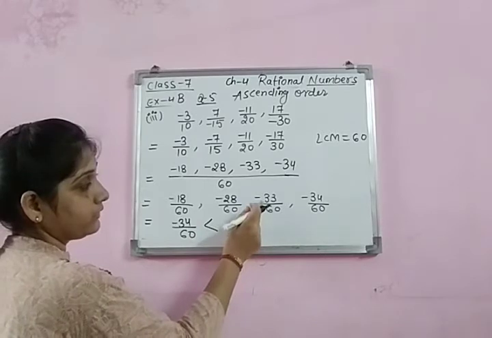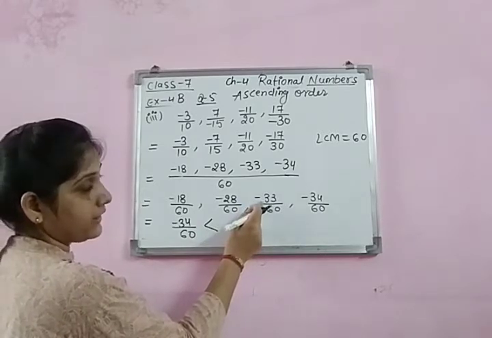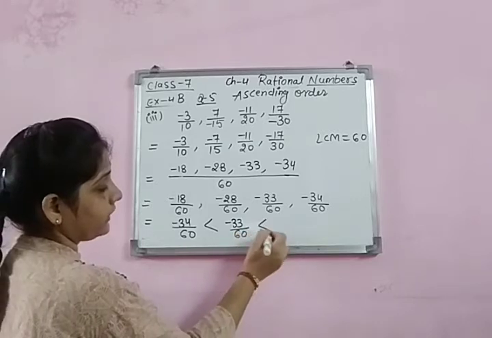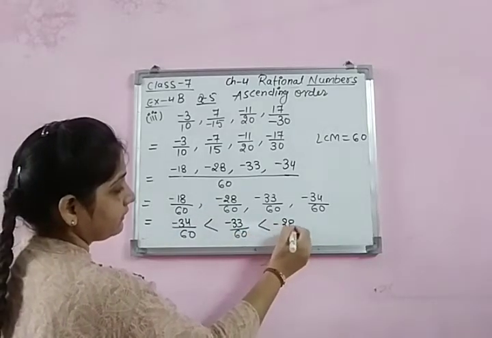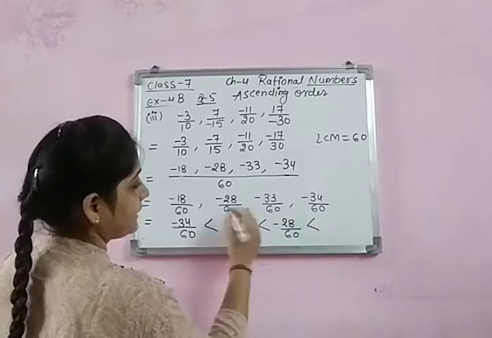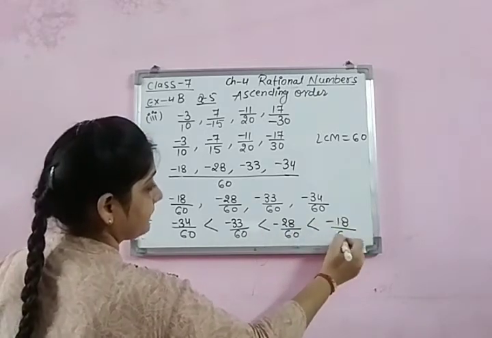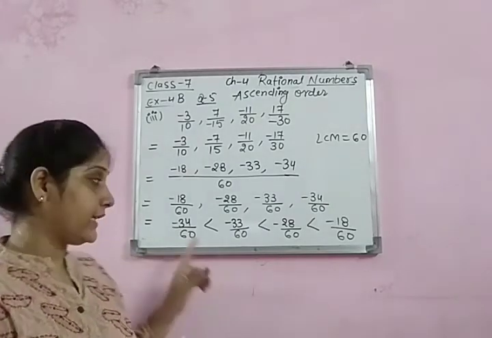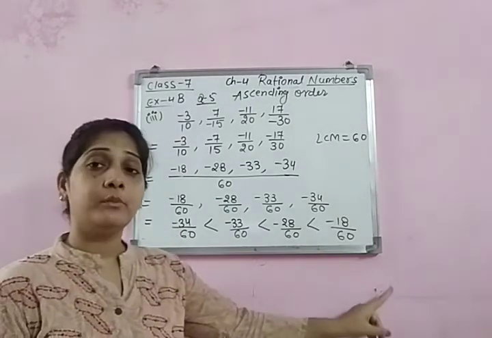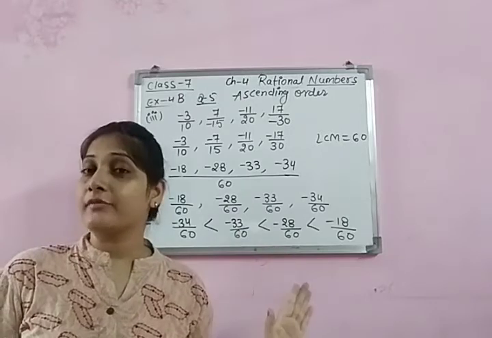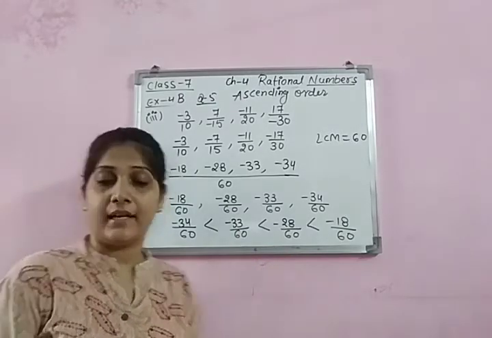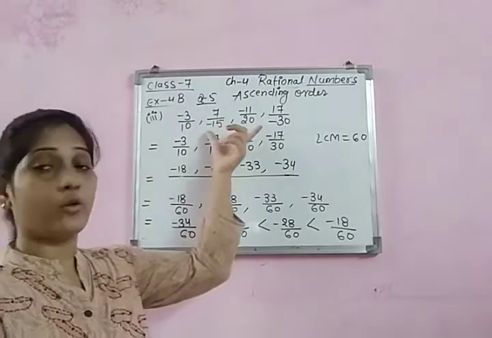Then which one is bigger? This one. The next one is negative 28 and the next one is negative 18 by 60. So in this way I have arranged it in ascending order, smaller to bigger. But this is not what we have to write; you have to write in the original form. Original form means in the question form.